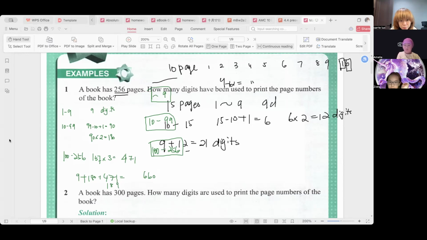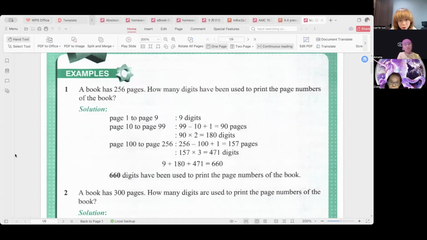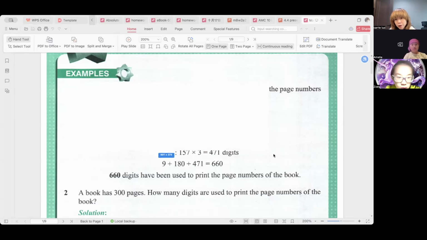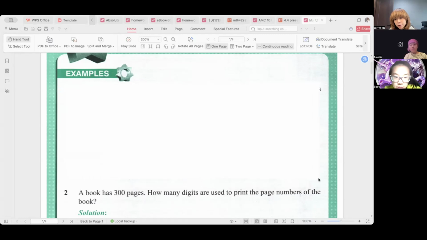Okay, so those same questions can be made for a lot of numbers, right? So you can say a book has 300 pages. How many digits are used to print the page numbers of this book? Exactly the same thing. I just change 256 to 300. Let me see how many of you can get it right, and quickly.